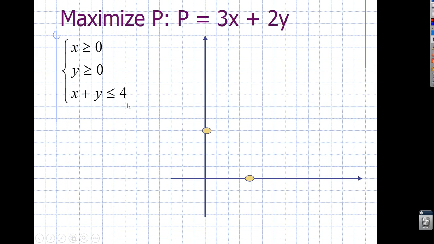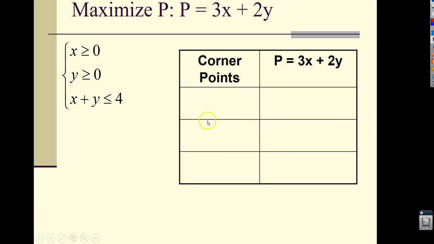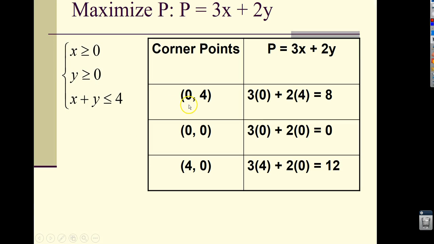So this is graphing this x plus y less than or equal to 4. Our intercepts are at 4. There's the line. It's going to be shaded below because it says less than. And so here would be our feasible region. Now pick out the corners. The corners were at 0, 4.